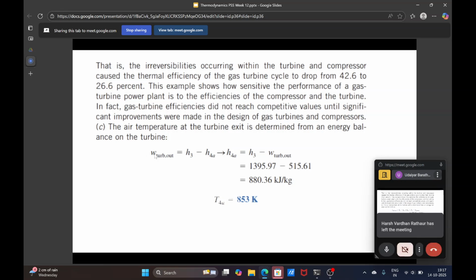So the actual turbine work is H3 minus H4A. So H4A is H3 minus W turbine. So the actual enthalpy at the exit of the turbine, H4A, is 880.36 kilojoule per kg. So T4A is 853 Kelvin.